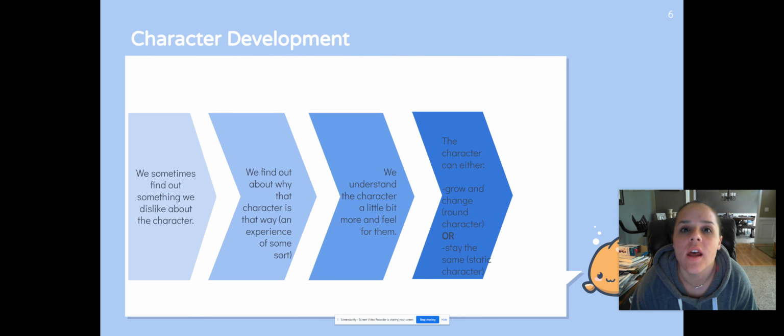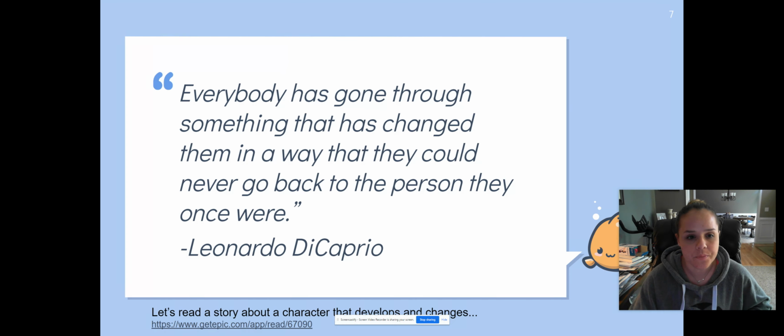I'm thinking about The Girl Who Drank the Moon and the sisters, the elder sister who we didn't really know a lot about. We figured she was a good person, but then by the end, we're like, oh no, not a good person. So the character can either grow and change, so they can be a round character, or they can stay the same, which is what we call a static character.